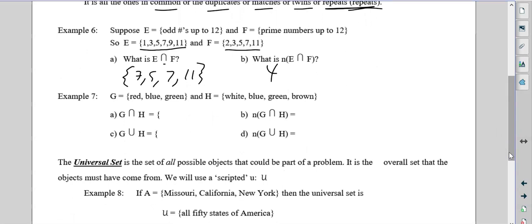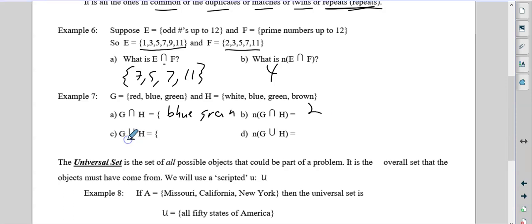Okay, so next example, group G is red, blue, and green. Group H is white, blue, green, and brown. All right. So what is the intersection of G and H? So what do they have in common? Well, they both have blue and they both have green. So there's two items in the intersection.